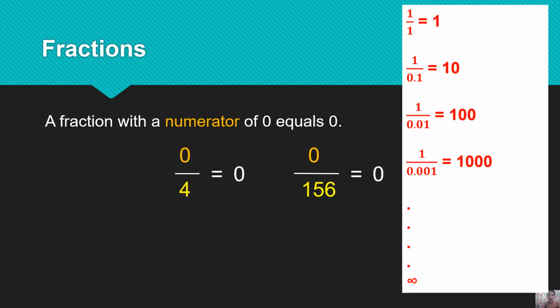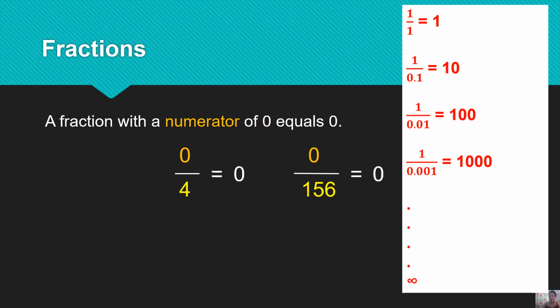A fraction with a numerator of 0 is equal to 0. For example, 0 divided by 4 is always 0. So any fraction wherein the numerator is 0, the answer is always 0. But if the denominator is 0, it is not allowed, because if we were to define that, it would be a very big number.